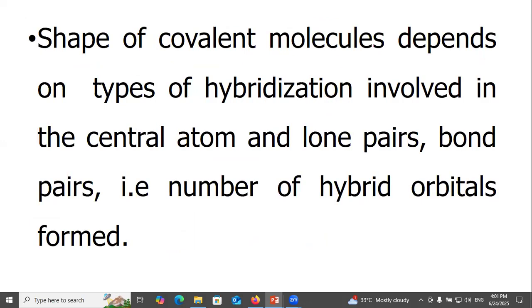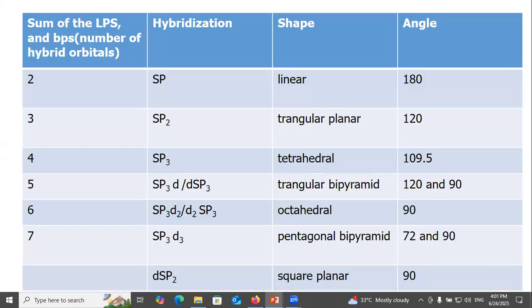Shape of covalent molecules depends on types of hybridization involved in the central atom and lone pairs, bond pairs, that is, number of hybrid orbitals formed. Sum of the lone pairs and bond pairs is the number of hybrid orbitals. Hybridization, shape, angle: 2, sp hybridization, linear, 180; 3, sp2 hybridization, triangular.